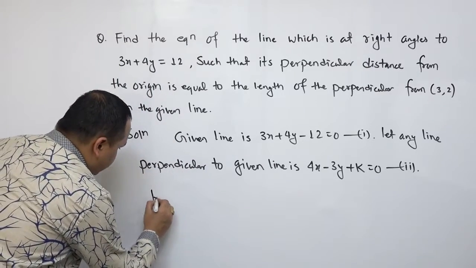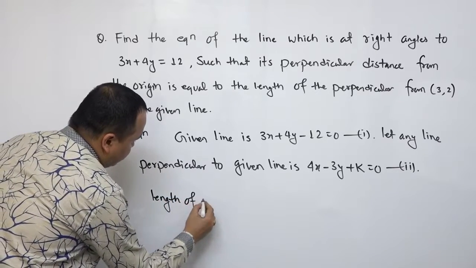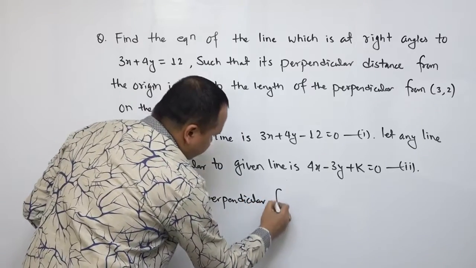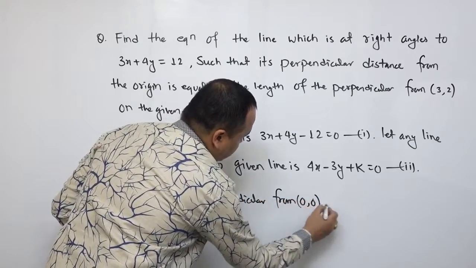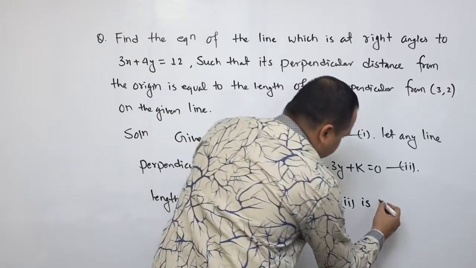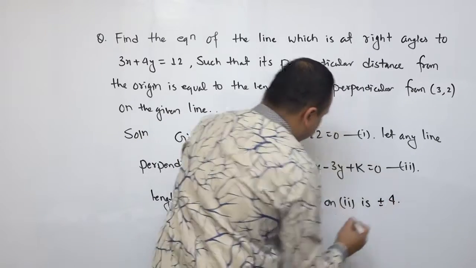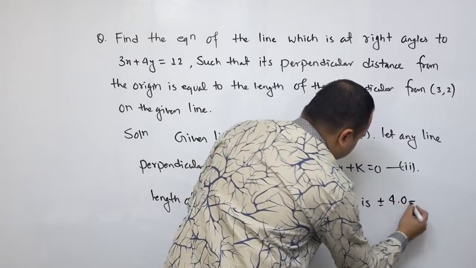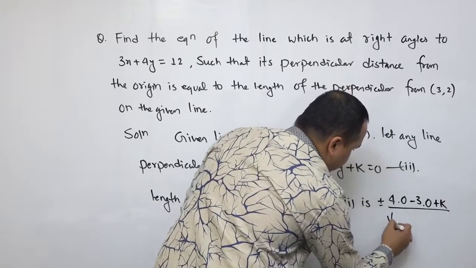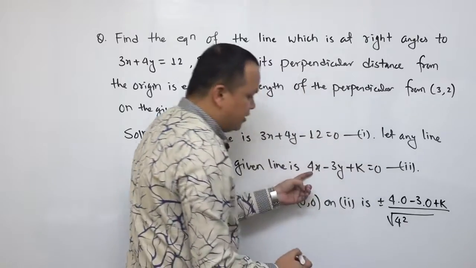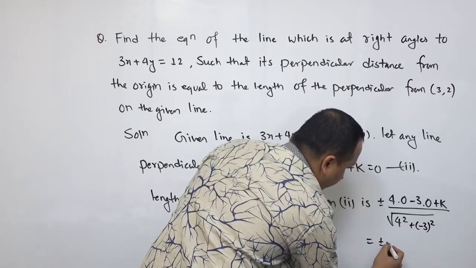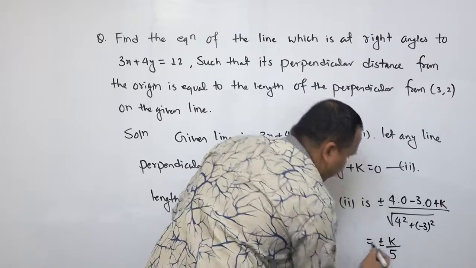So the length of perpendicular from the origin, that is (0, 0), on II is plus minus 4 into 0 minus 3 into 0 plus k divided by root over 4 square plus minus 3 square. This is plus minus k upon 5.